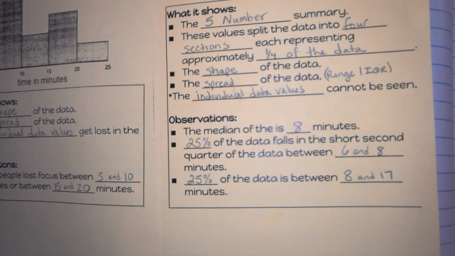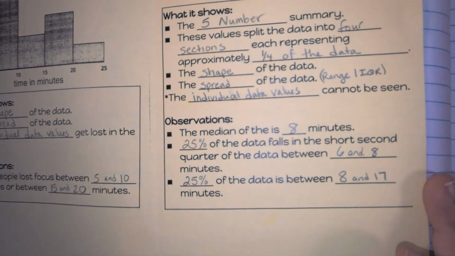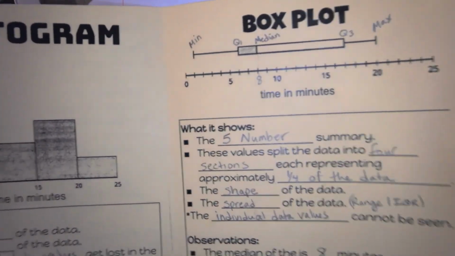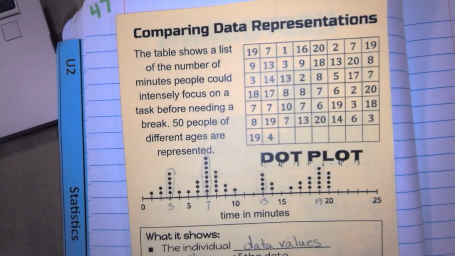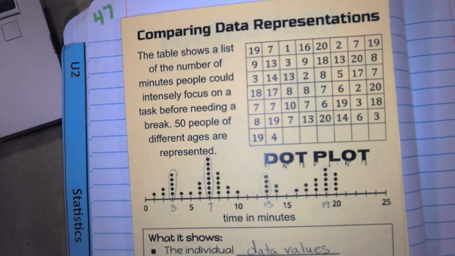Those are the benefits of looking at a box plot. So now we've compared what's good to see in a box plot, what's good to see in a histogram, and what is good to see in a dot plot. So go ahead and glue that in your notebook. Let me know if you have any questions.